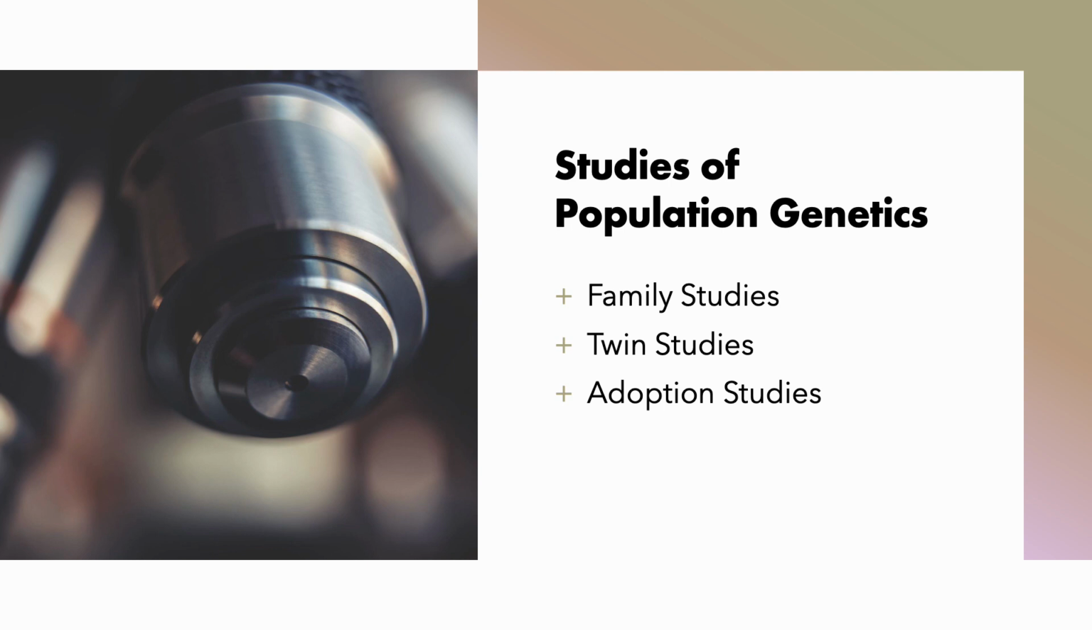Studies of population genetics. Family studies investigate the occurrence of disorders in first-degree relatives, parents, siblings, and offspring, and second-degree relatives such as grandparents, cousins, aunts, and uncles. Twin studies survey the concordance rate or the presence of a disorder in monozygote identical twins and dizygote fraternal twins. Adoption studies investigate the risk of a disorder developing in children raised in a different environment from the biologic parent with a specific disorder.